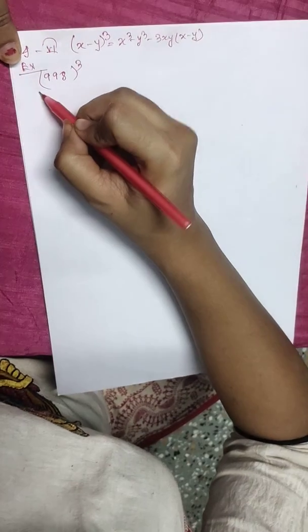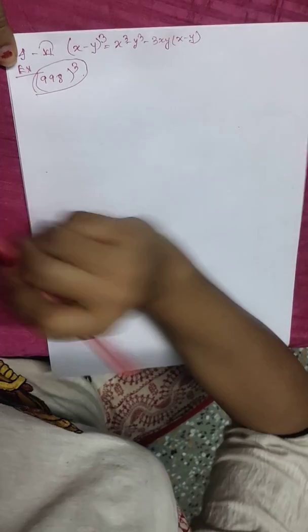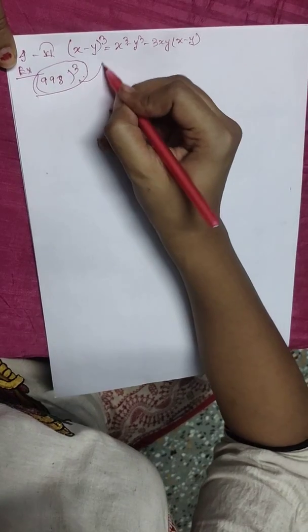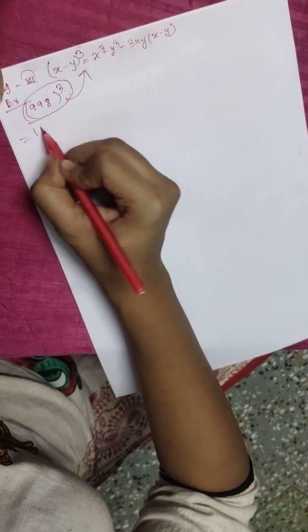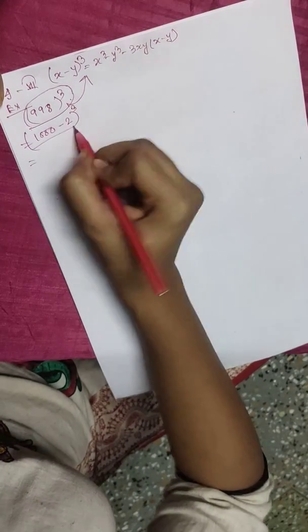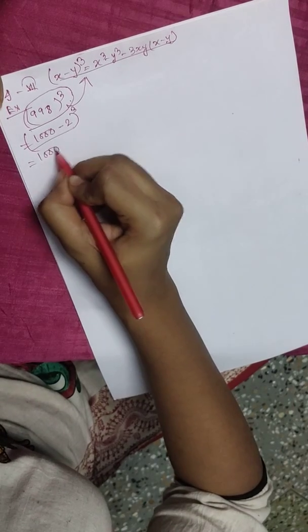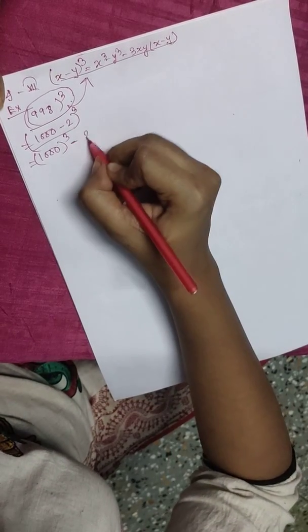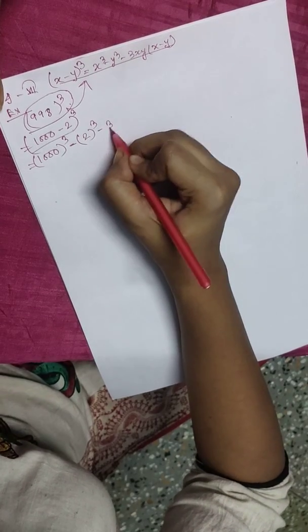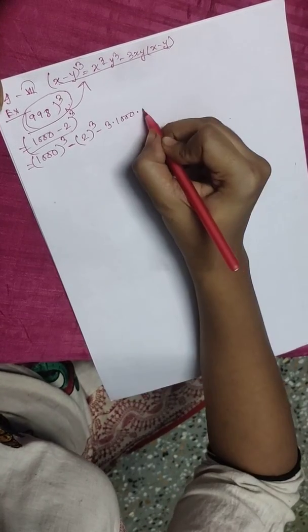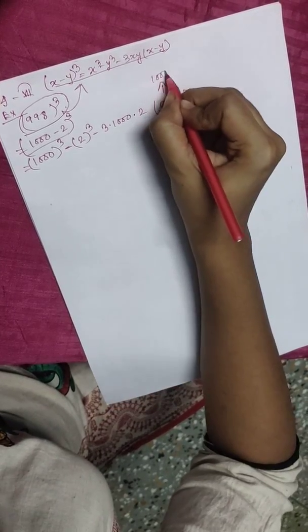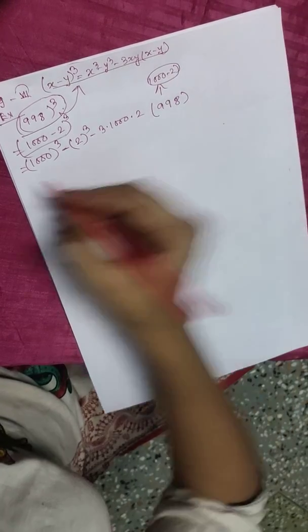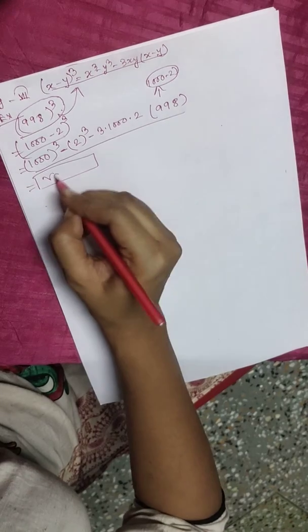Now if I ask you to find the value of this without multiplication, how will you do this? You will do this by using identity 7. So you can write this as (1000 minus 2) whole cube, and by using this you can write it as 1000 whole cube minus 2 whole cube minus 3 into 1000 into 2 into 998, that is 1000 minus 2. Okay, so by calculating this you will get the value.